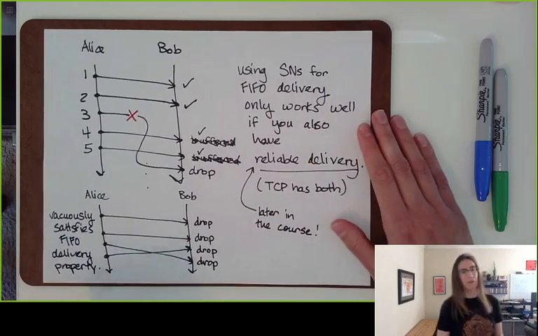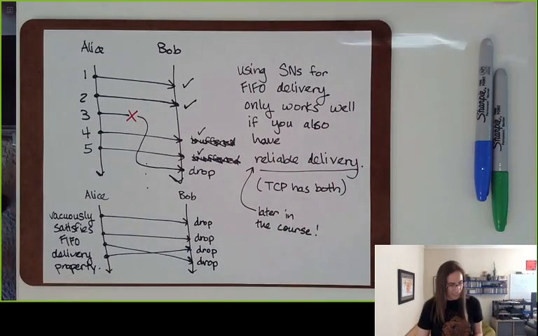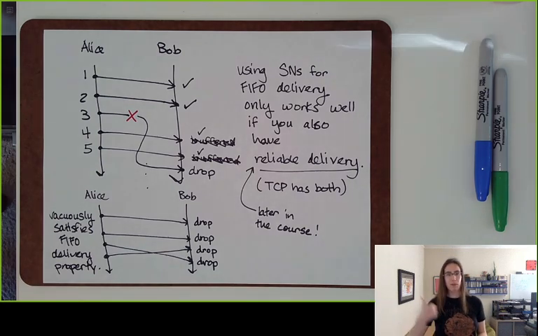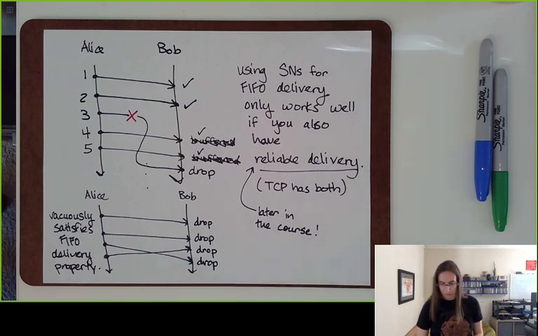But this is extremely unsatisfying, isn't it? If I were to say, yeah, you can implement a system that gives you FIFO, just drop all the messages, right? FIFO delivery isn't being violated. Great job, you get an A. But that's really unsatisfying. So later in the course, we're going to be talking a little bit more about this.